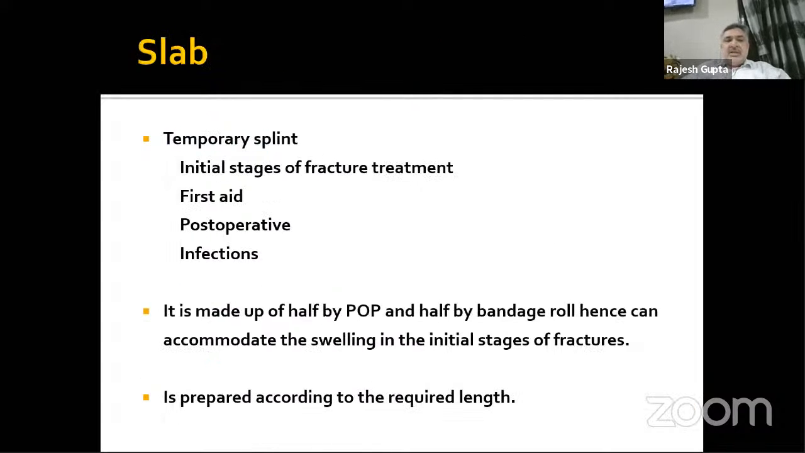Now we are going to discuss one by one. What is a slab? It is a temporary splint used in the initial stages of fracture treatment, in first aid, in the post-operative period, and in infections to give rest to the part. It is made up of half POP and half bandage roll, and hence can accommodate the swelling in the initial stages of fracture. It is prepared according to the required length.